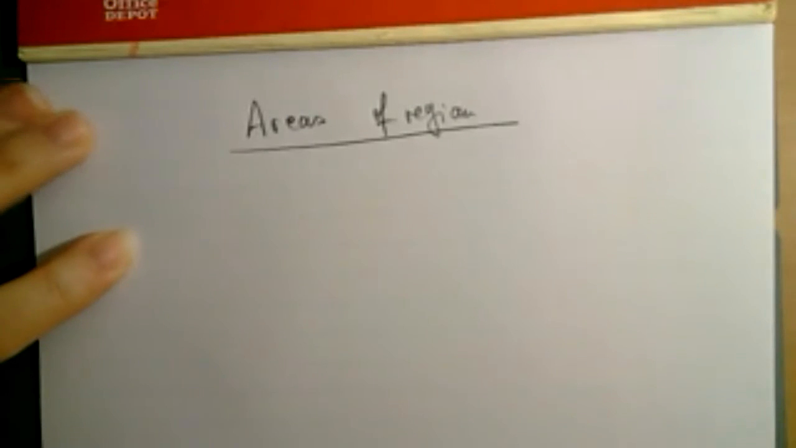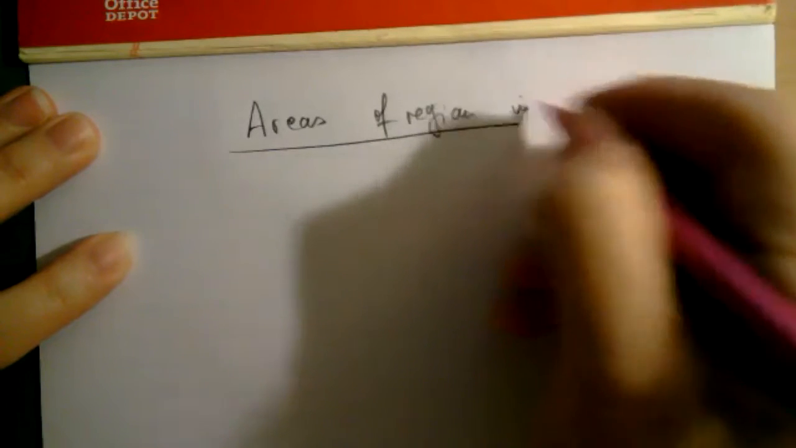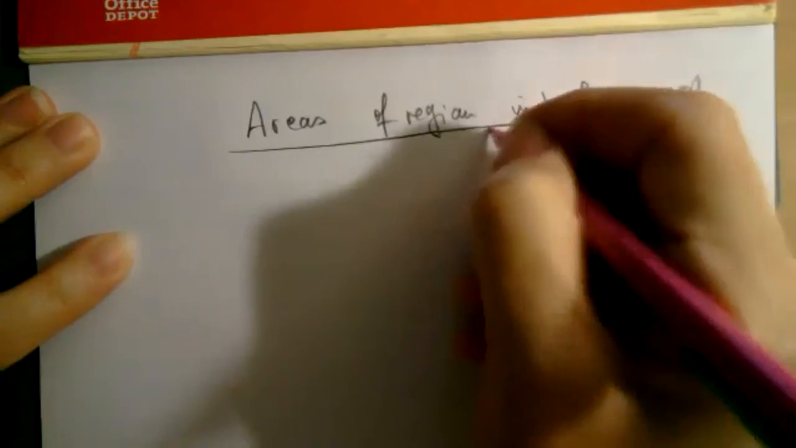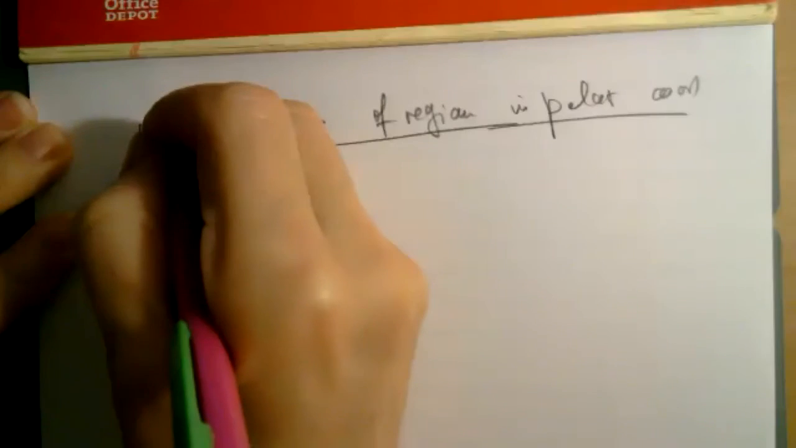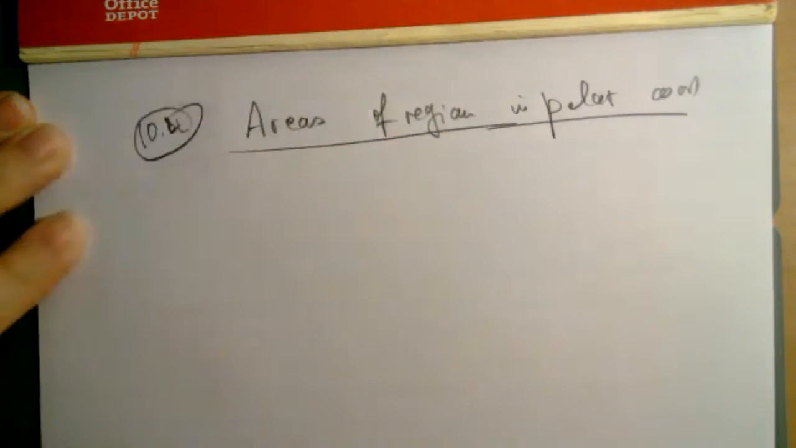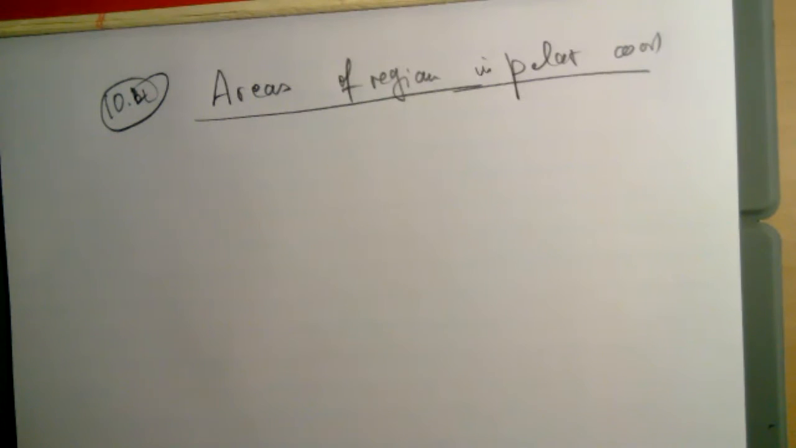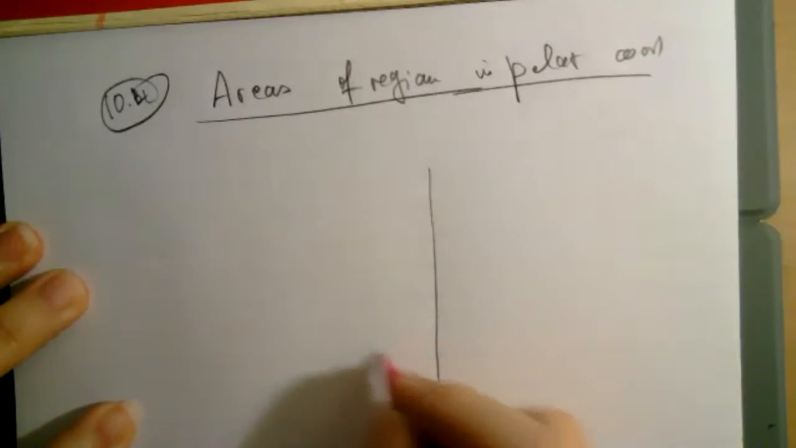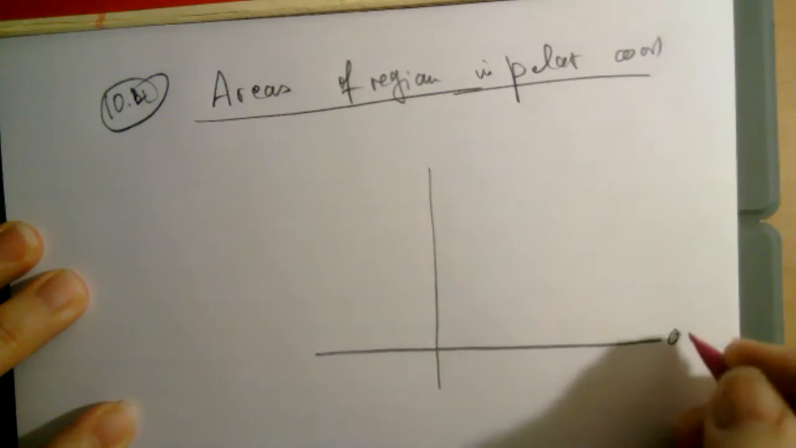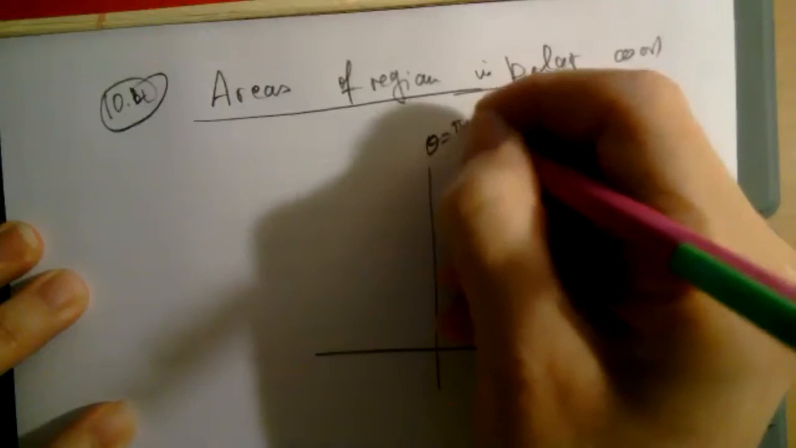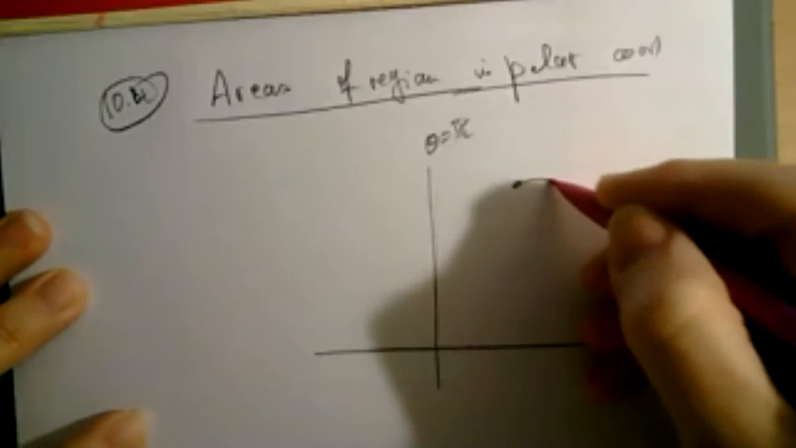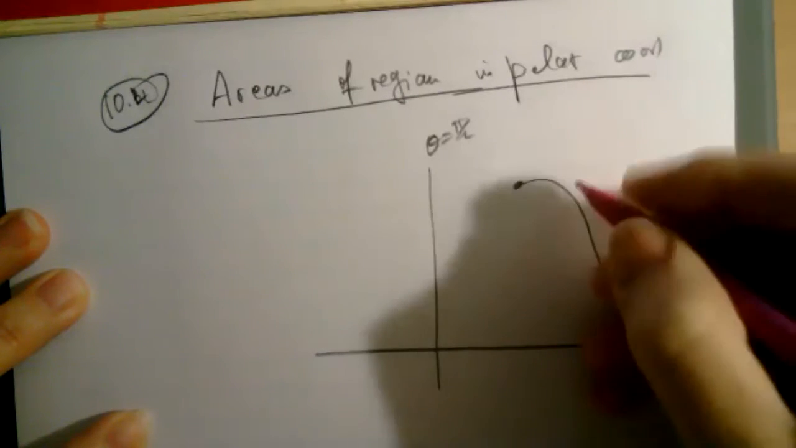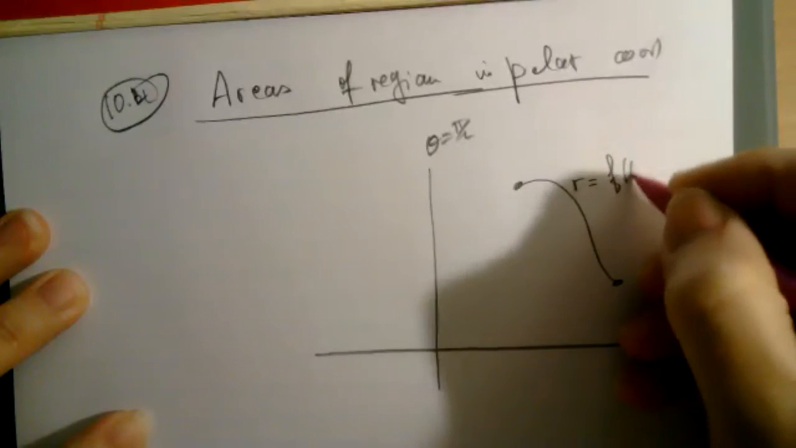Now, the last idea is area of regions where the graph is given by a polar equation. So area in polar coordinates, which is section 10.3 in your book, I think. Yeah, no, 10.4, whatever. Now, here's the thing. My problem is we have a region, with theta equal to 0 and theta equal pi over 2, so I am in the plane. And I have a region, something like that. So this is the graph of r equal f of theta.